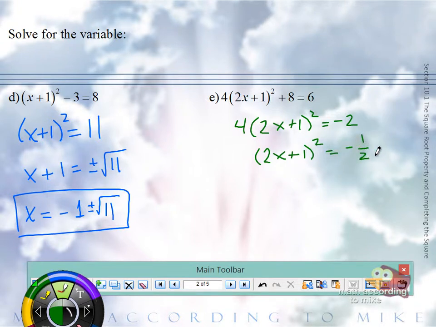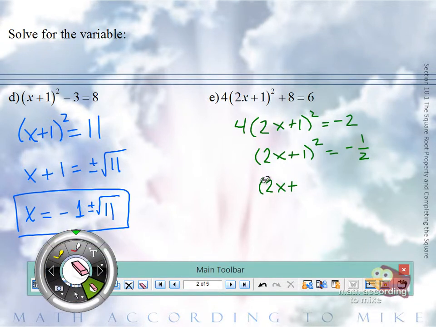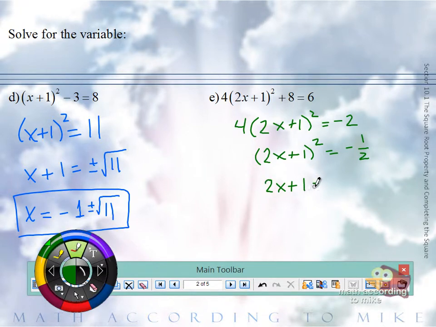We have something squared equals a negative number. What type of answers should we expect? Complex, imaginary. So, taking the square root of both sides. Oh, I don't need that parenthesis there. I'm going to clean this up here.